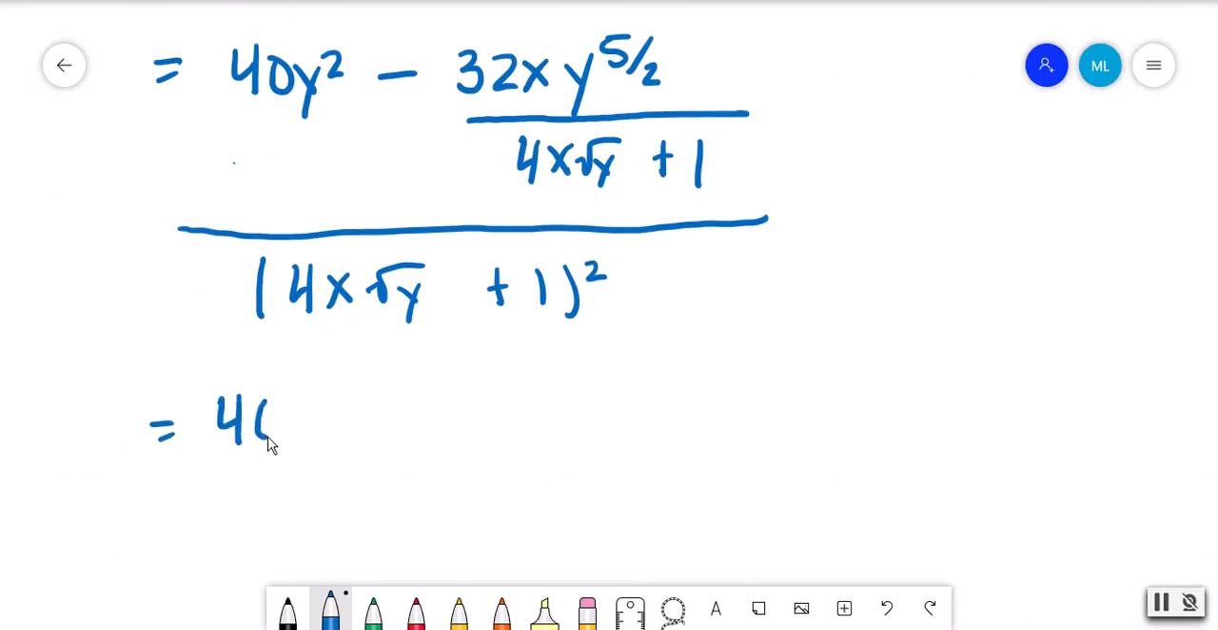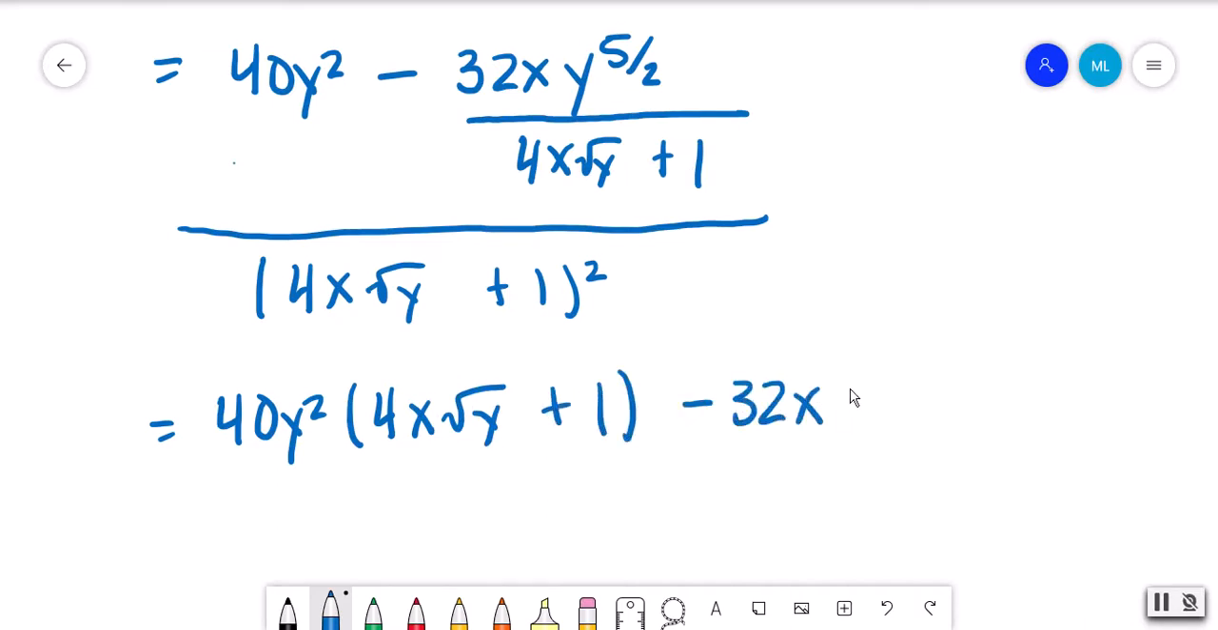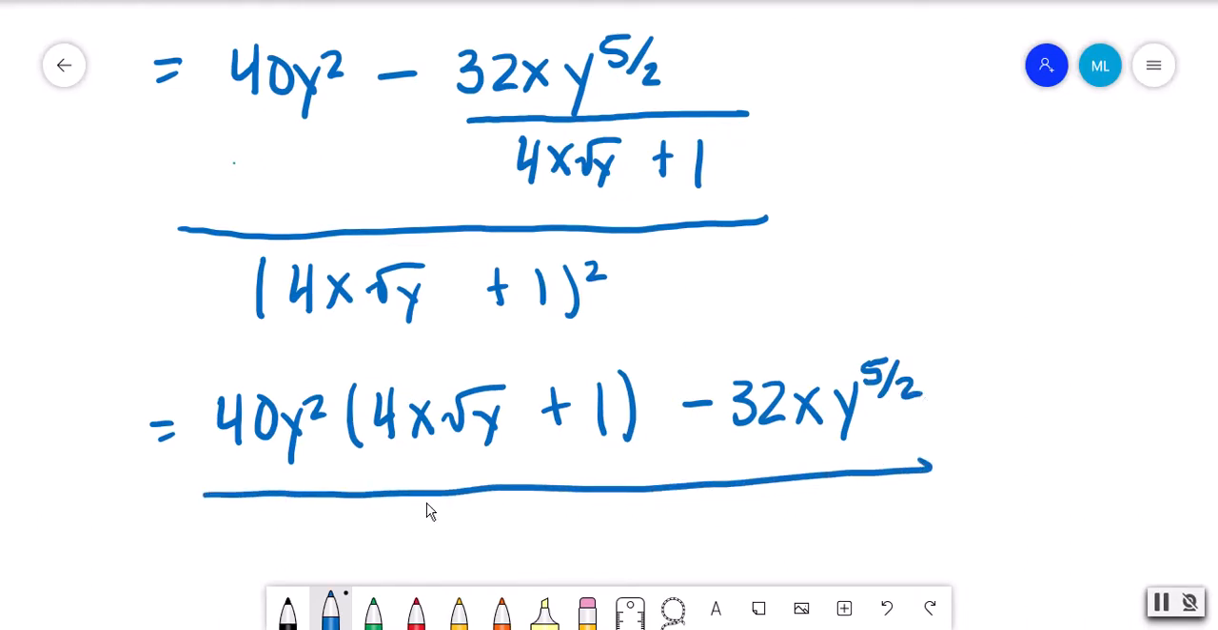I'm going to actually just say that we're going to have 40y squared multiplied by 4x root y plus 1, and then minus 32x times y to the 5 halves. And all of this is going to be divided by the denominator squared, cubed actually. So 4x root y plus 1, and then we're just going to cube that.